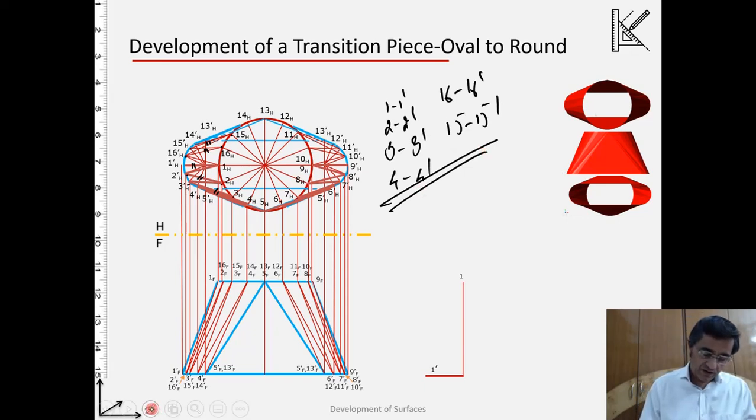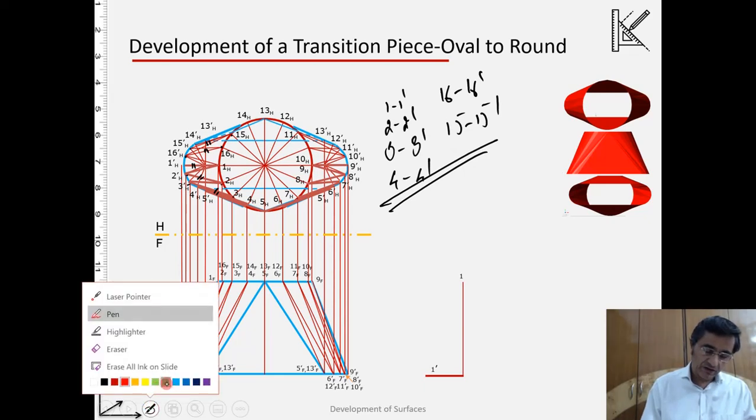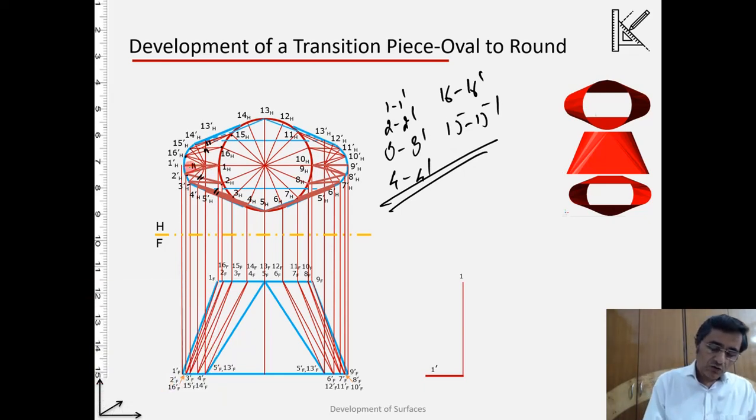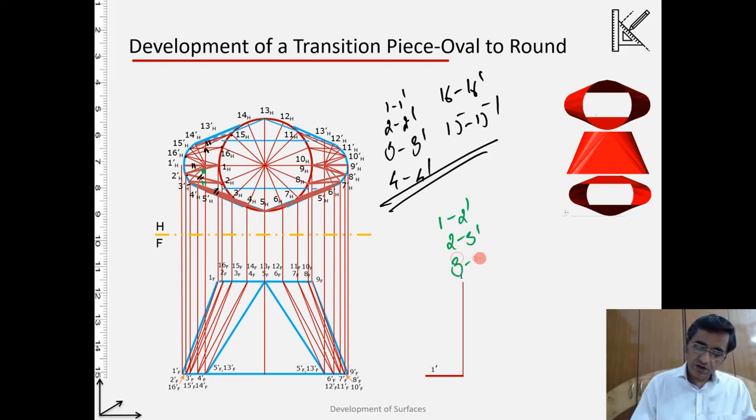Similarly, there are other sides, and these sides, if I mark it here, in order to create a triangle here, I also need 1 2 dash. Okay, so I need 1 2 dash. Similarly, I need 2 3 dash. Okay, I will also need 3 4 dash, 4 5 dash, and so on.